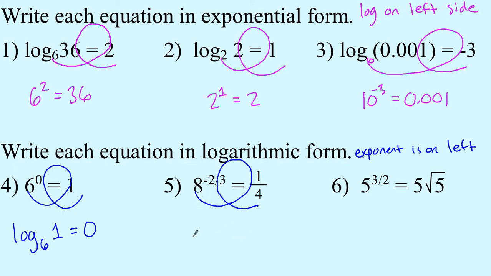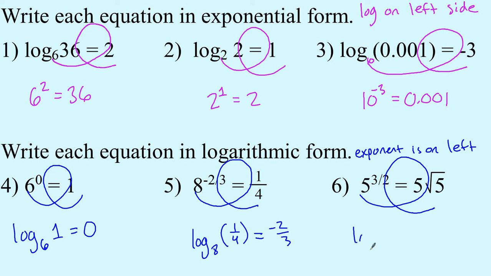We hit the 8 first, so log base 8. Then we hit 1/4, and since that's a lot of numbers going on, I'm going to put it in parentheses. So you can put the argument in parentheses, equals your exponent. Do it again. Don't be alarmed with all the extra stuff. You know what the things are labeled. So start with your base. So log base 5 of, so your argument, 5 square root of 5 equals the exponent, 3 over 2.